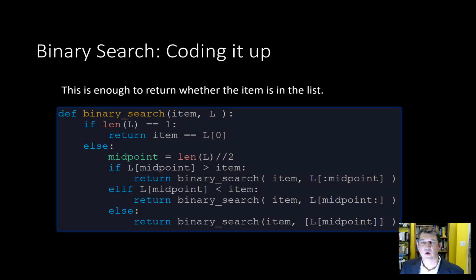All right, so here's the code that I've written that implements binary search. This code actually just checks to see whether an item is in the list, returns true if it's in the list, false if it's not in the list. We'll add more code in a minute to actually return the position of the item if it was in the list. All right, so binary search takes an item that we're looking for and the list that we think it might be in.